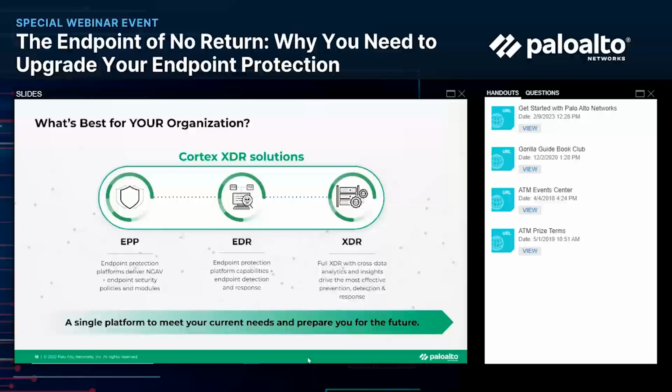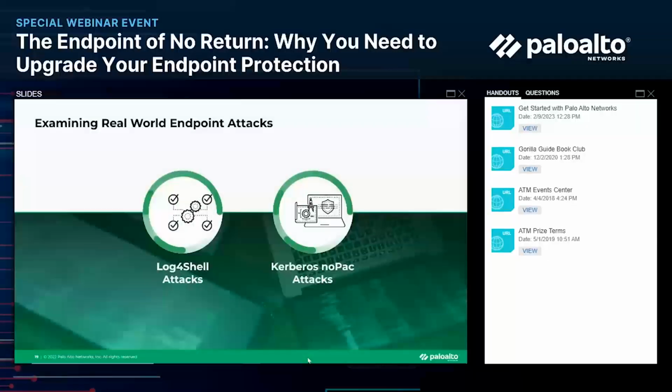But before we wrap up today, as they say, I suppose the proof is in the pudding, although I'm not sure exactly where that comes from. But be able to see things in action and understand how they work, right? So we're going to examine some real world endpoint attacks that have happened within the past year and how Cortex XDR solution was able to stop them and prevent them.